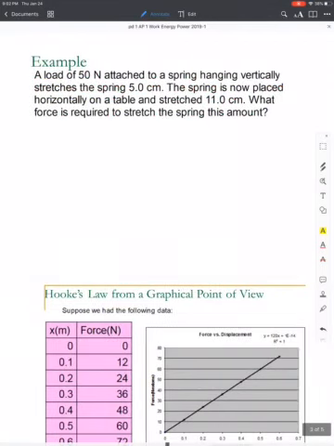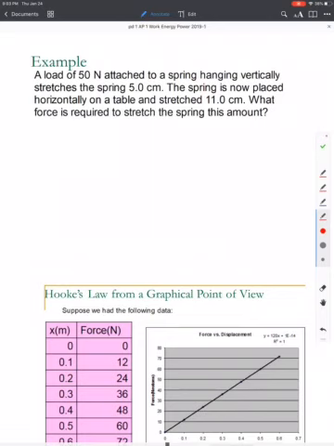So if we start here with our equation, a load of 50 newtons is attached to a spring hanging vertically, and it stretches the spring 5 centimeters. The spring is now placed horizontally on a table and stretched 11 centimeters. We're going to figure out what force is required to stretch the spring this amount.